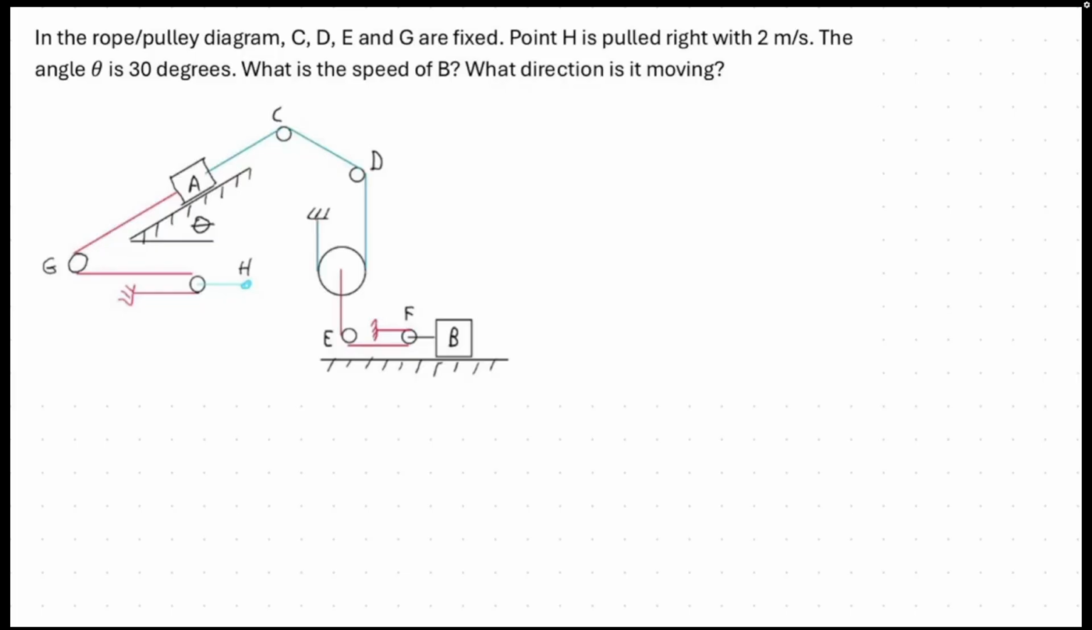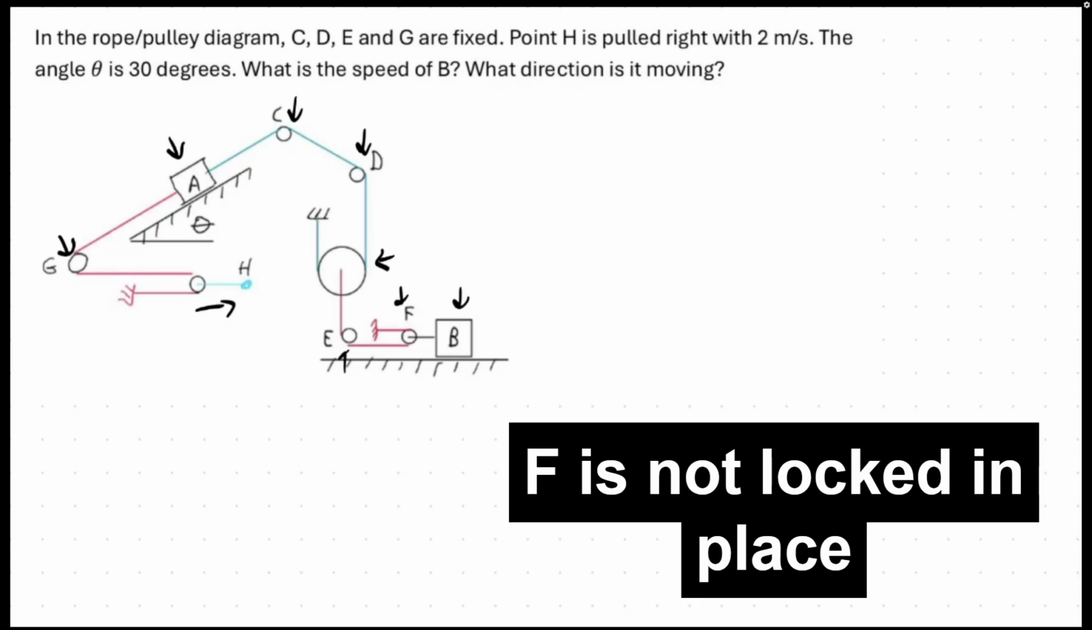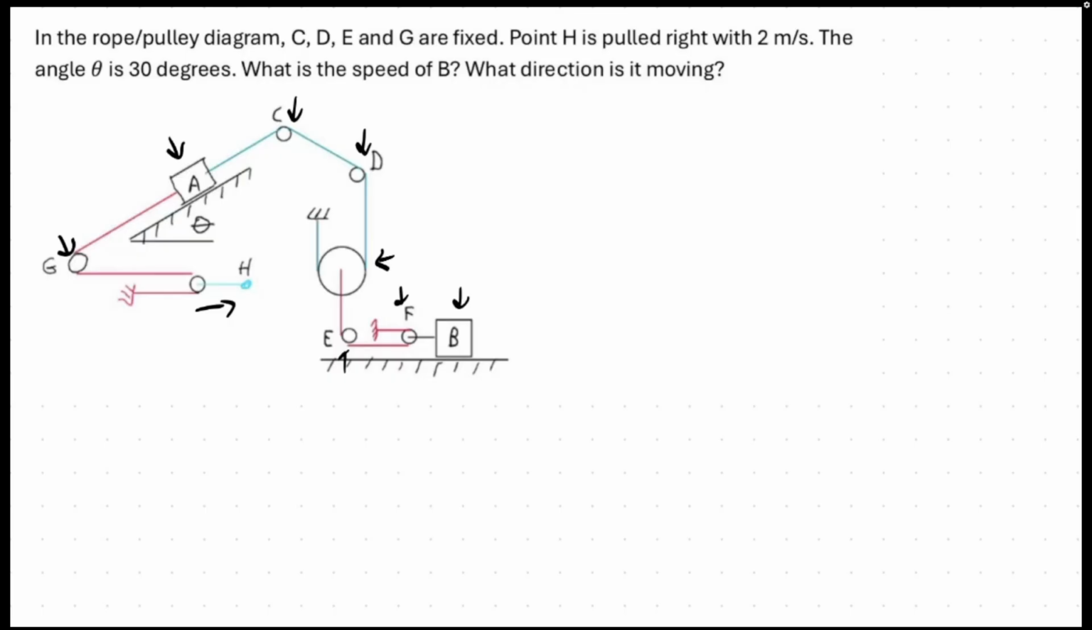Let's say this H is moving, can anything else move? G is locked in place. A can move, because it's on this slope. It said C was locked in place, D is locked in place. This pulley can move, because it's not locked in place. E is locked in place, F is locked in place, but B is also moving. So we kind of have 4 things moving in this case. We have H, A, this pulley over here, let's just call it pulley for now, and then B.